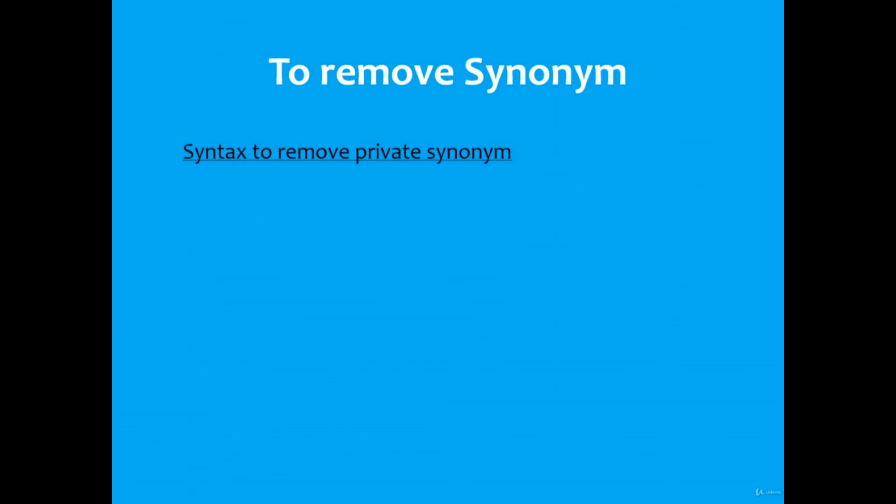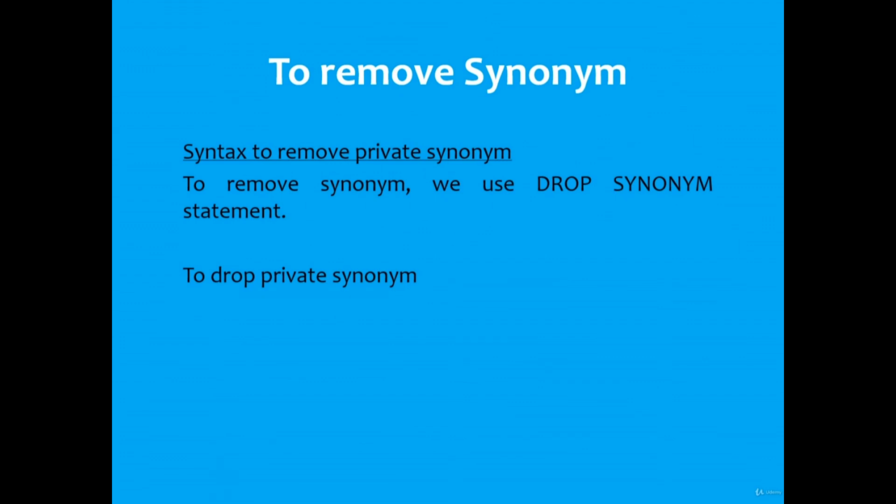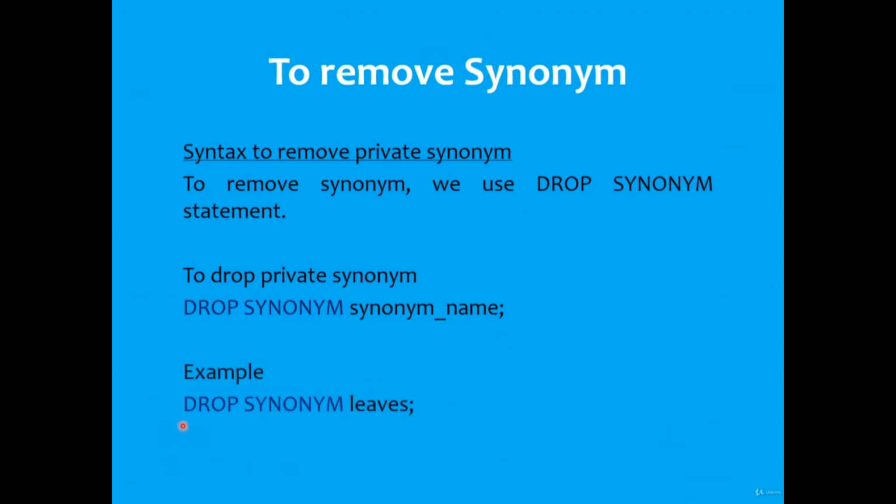Syntax to remove a private synonym. To remove a synonym we use the drop synonym statement. To drop a private synonym: drop synonym name semicolon. This is the syntax. Example, drop synonym leaves semicolon. Now the leaves which is there is a synonym name.